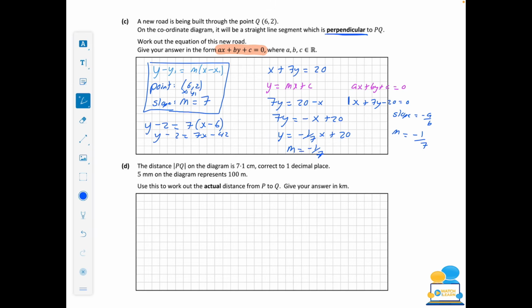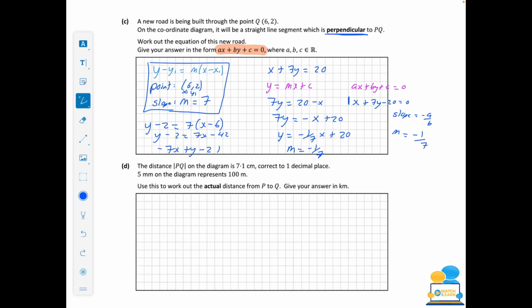Basically, we want our x's, y's, and our numbers all at the same side. So we'll bring everything over to the left-hand side. So we'll have minus 7x, because we need to get rid of the 7x from this side. To get rid of that, we'll subtract it from the other side.